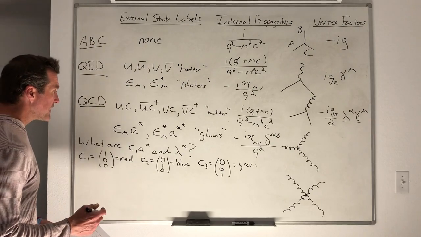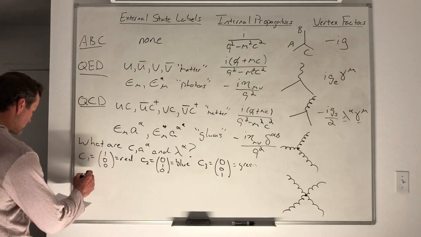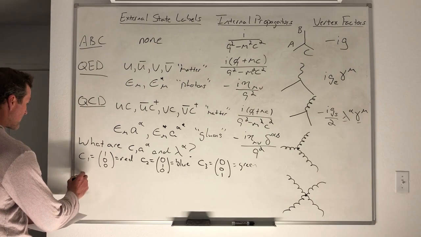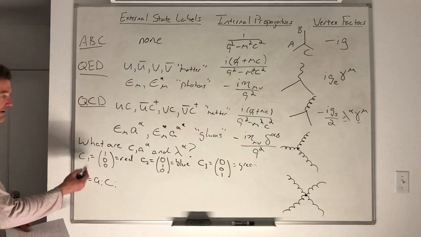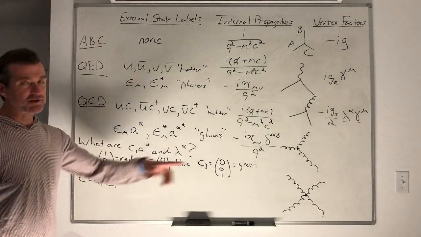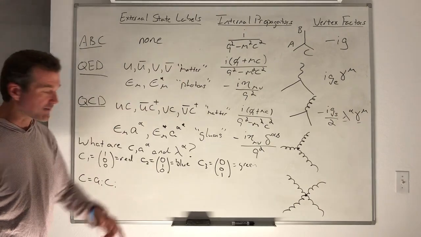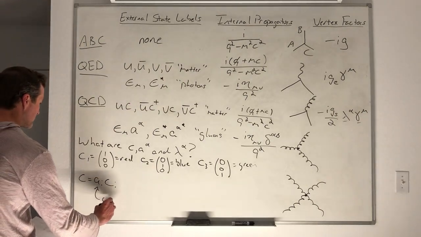Now, the arbitrary state of the color of a quark is a linear combination of these three. A quark doesn't have to be just red, just blue, or just green. It can be a vector pointing off somewhere at an angle. But these are complex.